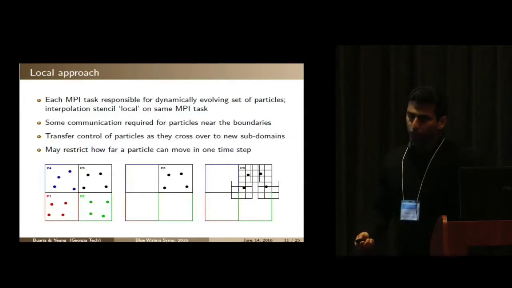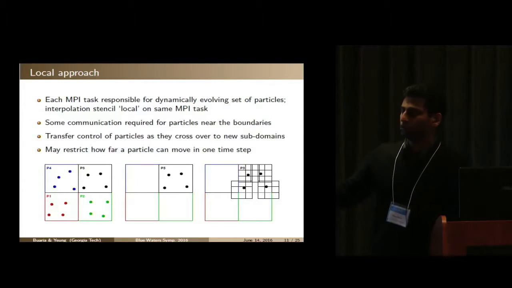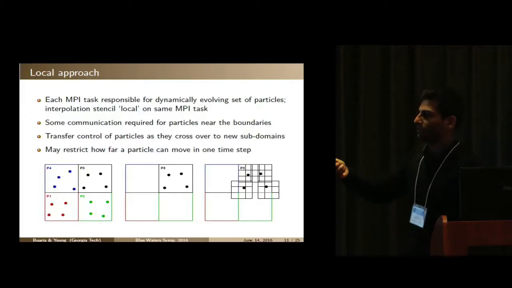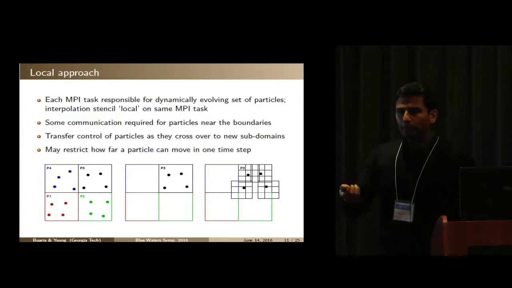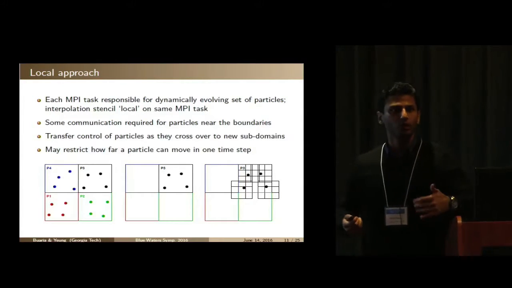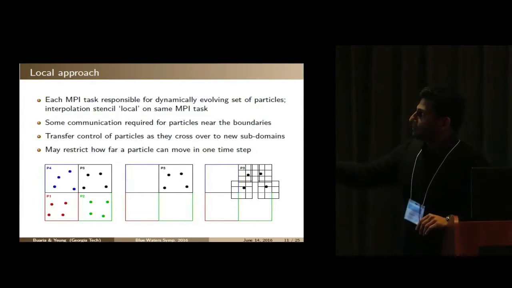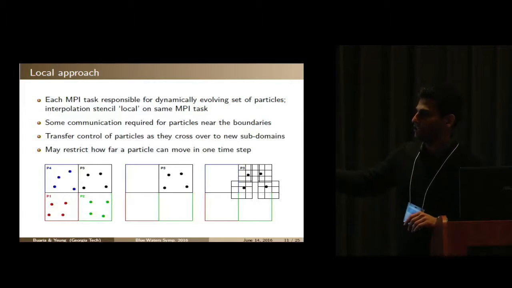So one of the approaches that we came up with to counter that at the largest problem sizes was using a local approach, which I'll talk about more. It's a very common one used in other work also, in which each MPI task is responsible for a dynamically evolving set of particles such that the interpolation stencil is always locally available. So at any given time, the distribution looks like this: the task has this subdomain, and the particles are always inside that region.